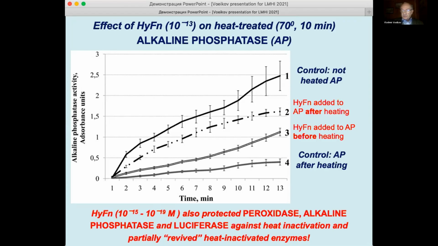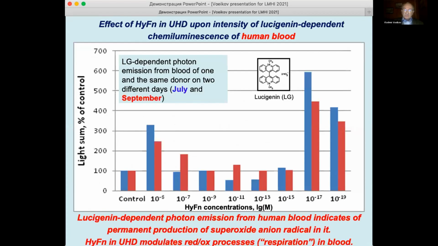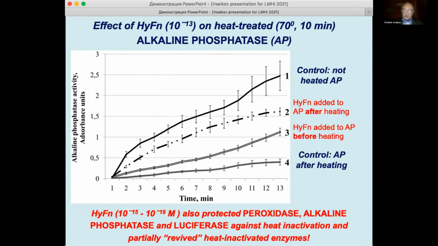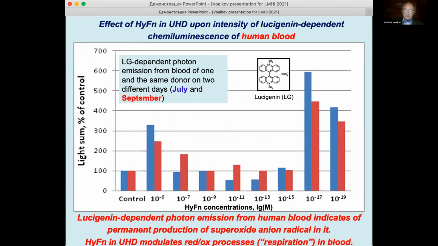And if it was added before heating, the activity of the enzyme was twice as high as in the heated control. So it protected peroxidase, alkaline phosphatase, and luciferase from heat inactivation. These results are based on numerous experiments which were performed with a lot of different controls. And here the differences between fullerene action and effect on enzymes are statistically very highly significant.